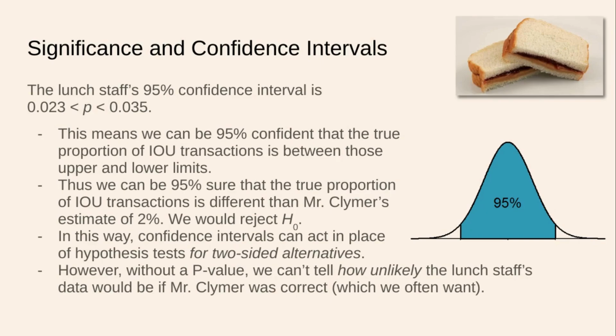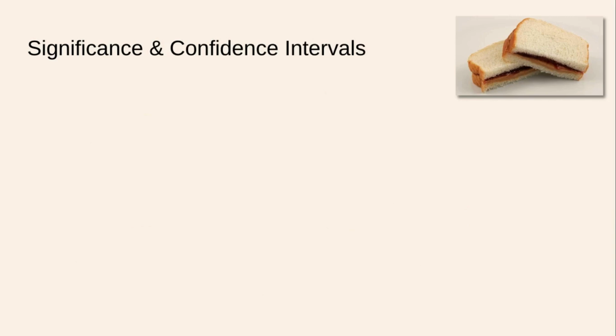However, there is something we lack. Without a p-value, we can't tell how unlikely the lunch staff's data would be if Mr. Clymer was in fact correct, which is often something that we want. We want to know how unlikely the lunch staff's data would have to be if that 2% prediction from Mr. Clymer were actually the truth.